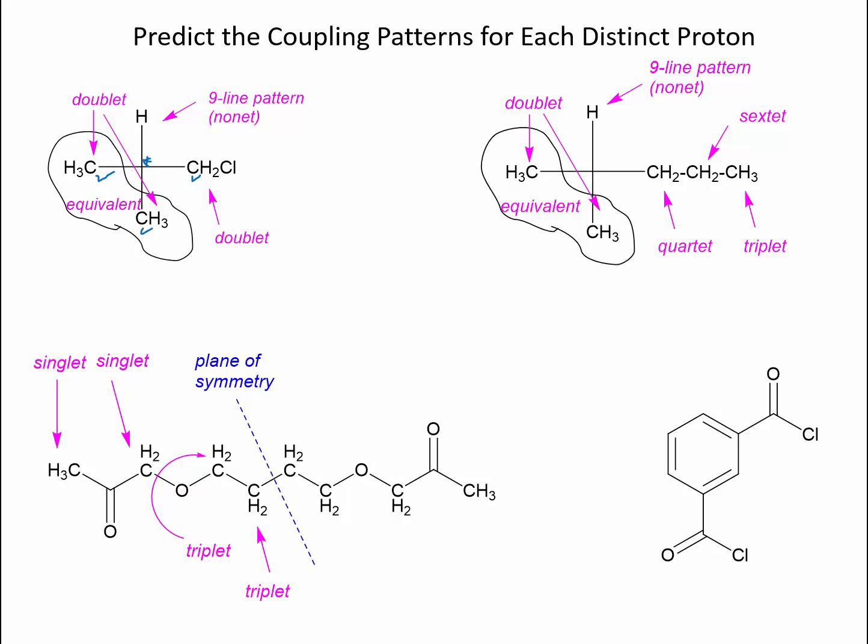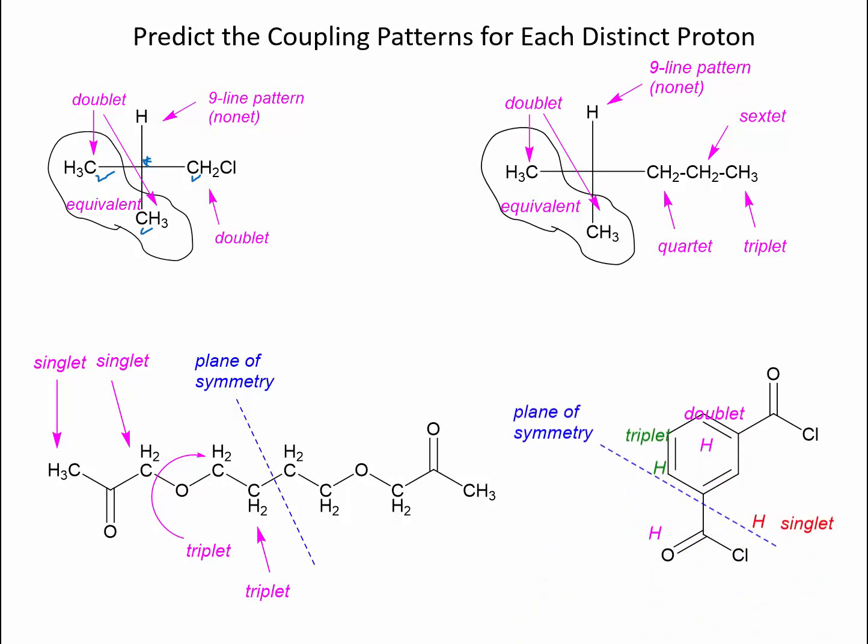So this one is also going to be a singlet. This one's going to be a triplet. And this one is going to be a triplet as well. Ideally, you might think, shouldn't it couple to this? Well, these two are equal by symmetry, so there's no apparent coupling in the NMR spectrum.